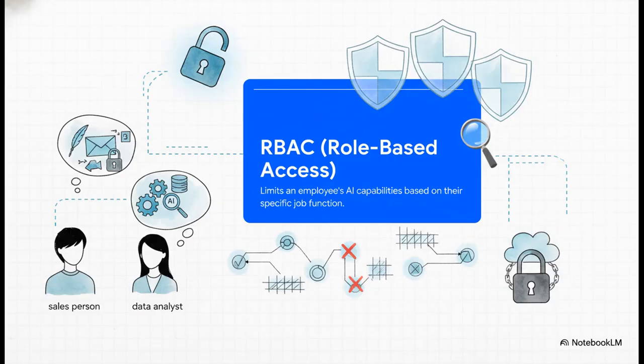Now what about RBAC? Well, role-based access control is a simple but really powerful idea. People should only have access to the tools and information they absolutely need to do their jobs and nothing more. For AI, this could mean a salesperson can only use it to draft emails, while a data analyst gets to use more powerful features. It basically ensures everyone stays in their lane.